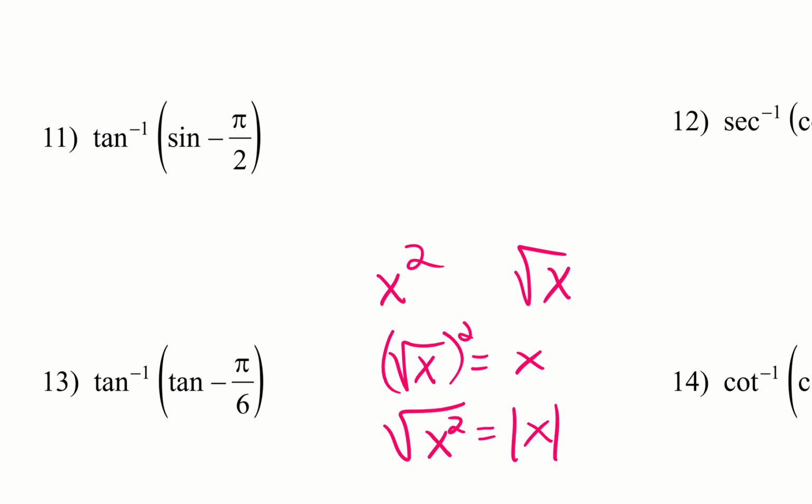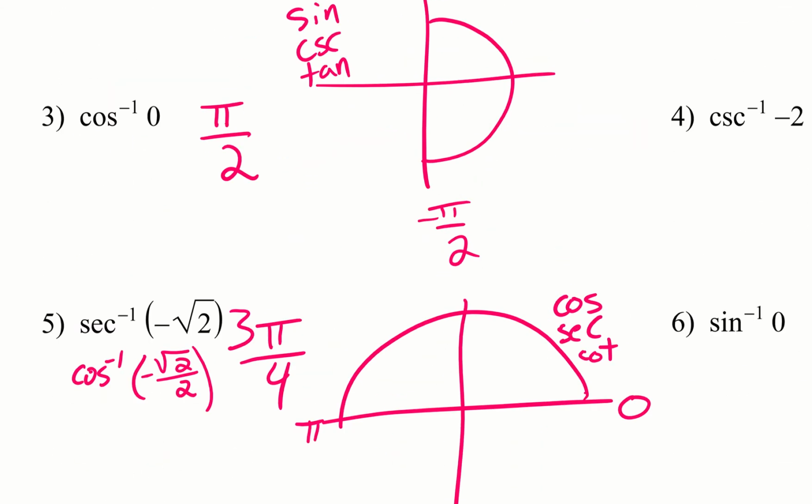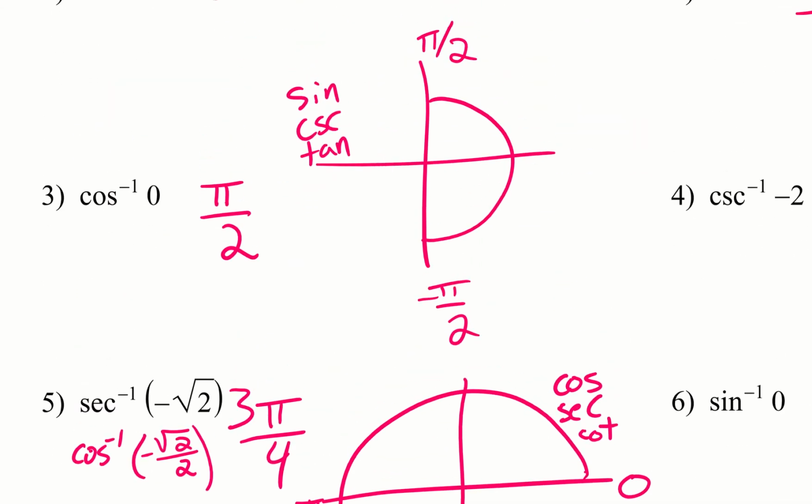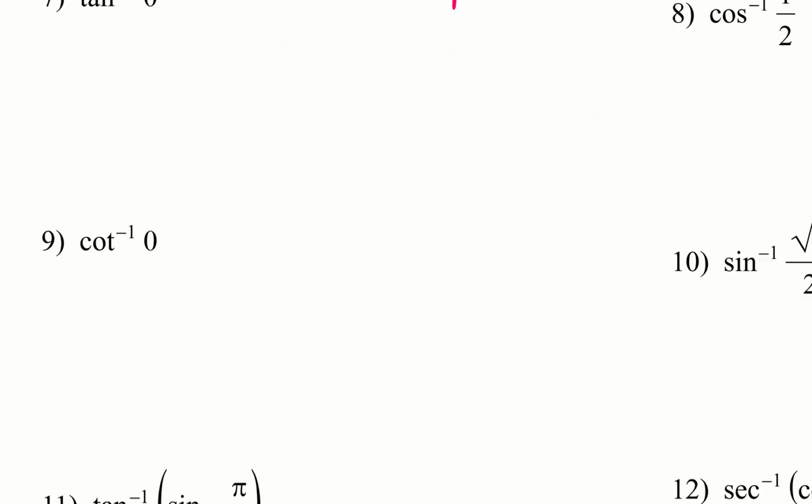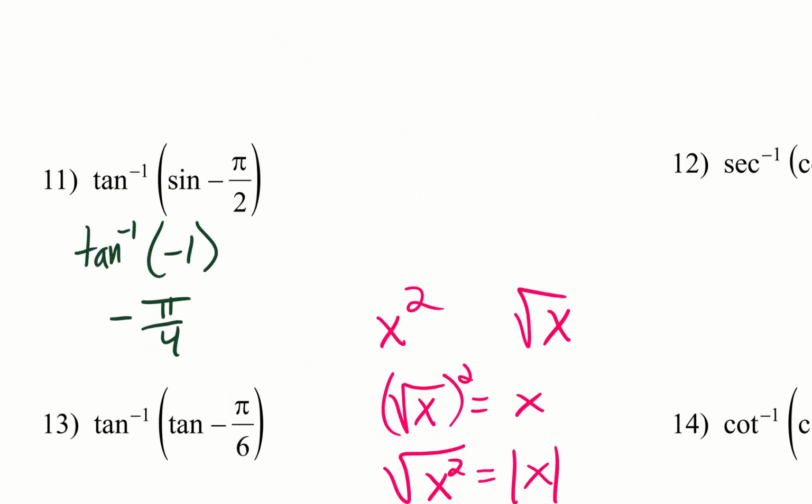So tangent inverse of sine of negative pi over 2. We want to work from the inside out, just like with any other composition of functions. So sine of negative pi over 2 is going to be negative 1. So our tangent inverse of negative 1, well, we know it's going to be some sort of pi over 4, because that's where tangent is equal to 1, but tangent, we're dealing with negative pi over 2 to positive pi over 2, so it's going to be a negative pi over 4.